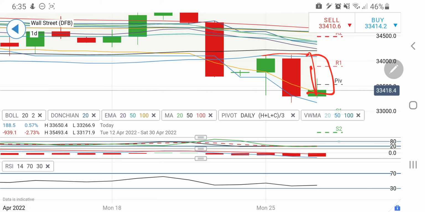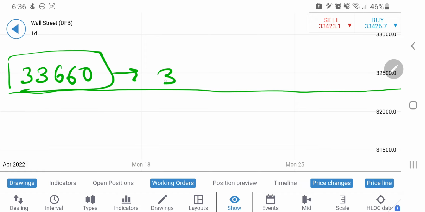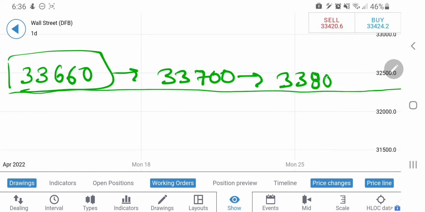Now let me give you the trading levels. So where to go long? I'll recommend you take a long entry only at 33,650 levels. If you see it trading above 33,650, rather you can take 33,660 itself. The nearest resistance is at 33,700. Beyond this it will try to hit 33,800, and then 33,950 can also be expected if it continues to rise.